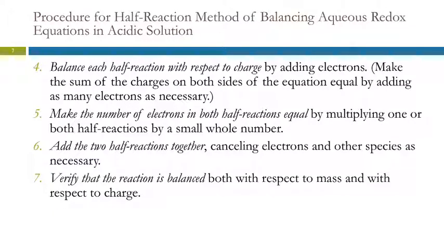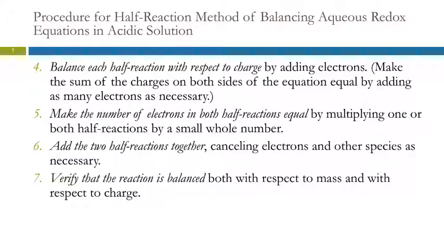Okay, so then after we've balanced for mass, then we balance with respect to charge. So you look at the ionic charges on each side of the arrow, and they need to add up to the same number on each side. They're not necessarily going to be 0 on each side, but they need to be balanced. So we balance that by adding electrons, because oxidation and reduction involve the transfer of electrons.